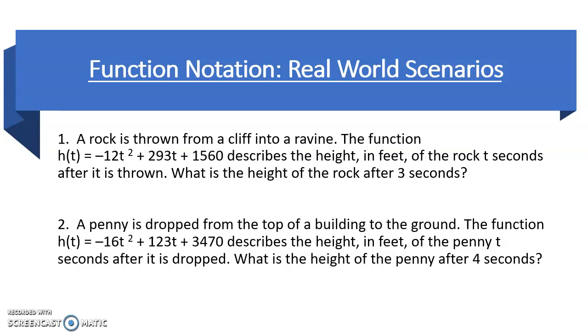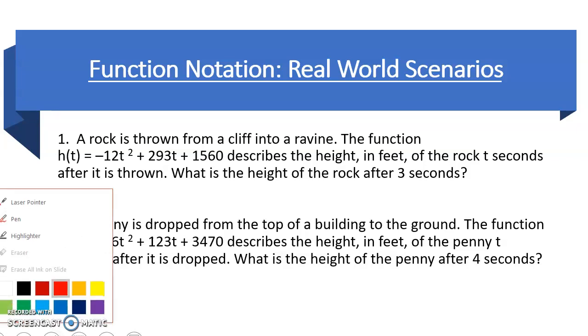Alright, so number 1. A rock is thrown from a cliff into a ravine. The function h of t equals negative 12t squared plus 293t plus 1,560 describes the height in feet of the rock t seconds after it is thrown. What is the height of the rock after 3 seconds?